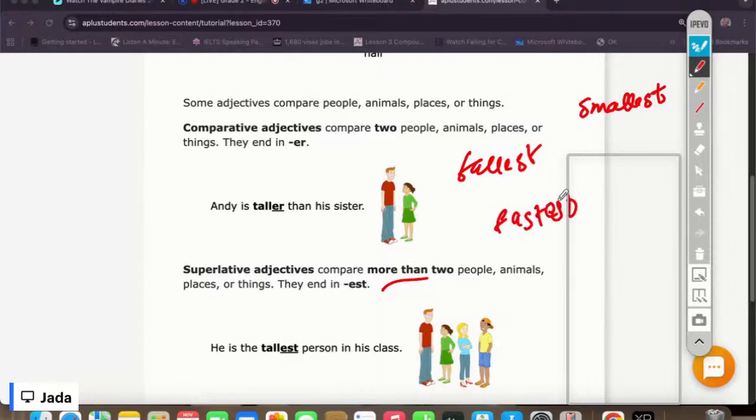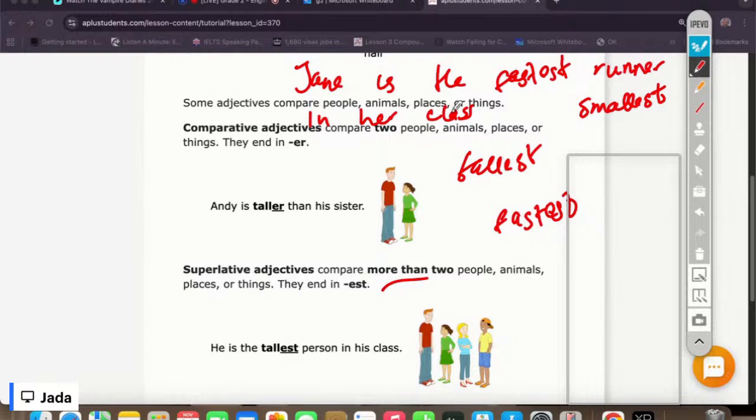It could be like, Jane is the fastest runner in her class. Now it's her class, so there are most likely a lot of runners in Jane's class.